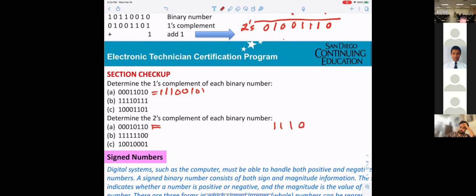0, 1, 0, 0, 1. That will be the first complement. Adding 1.